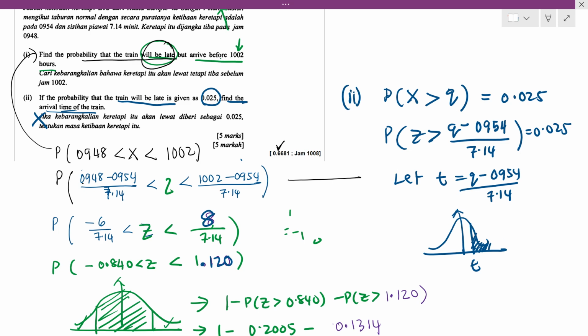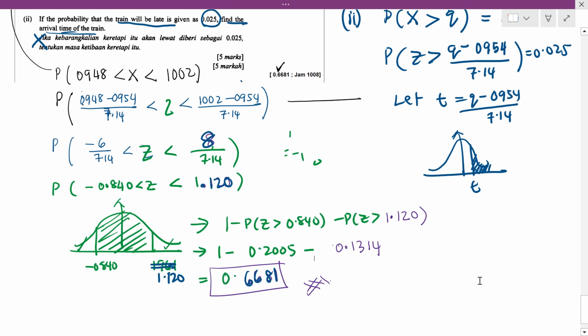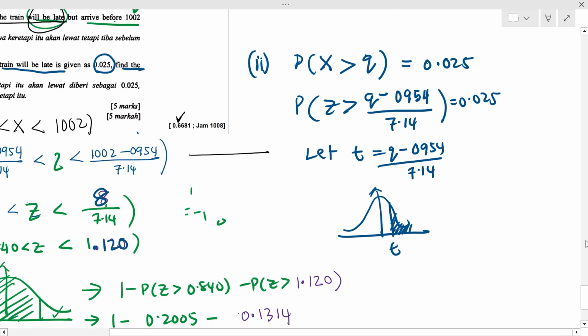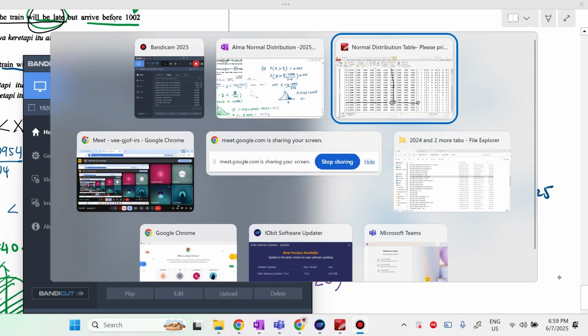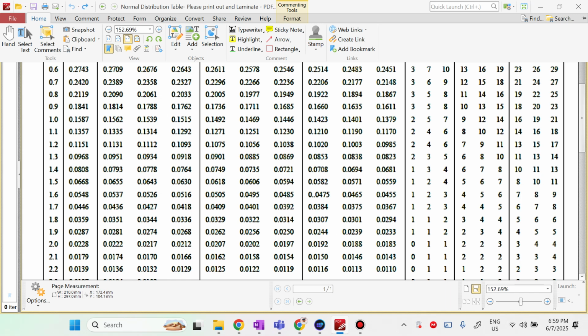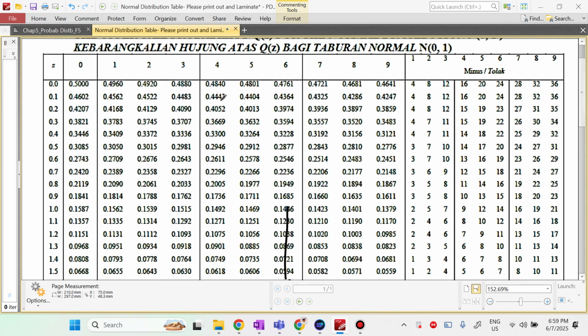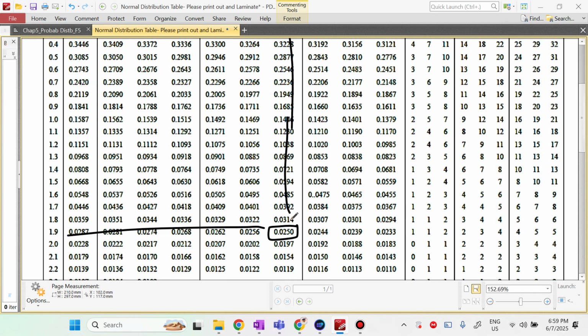Okay, so now from here we know that the probability of z greater than t is equal to 0.025. Find your t first. 0.025 is here, perfectly it is there. 1.9, what is 96? 1.96. Okay.